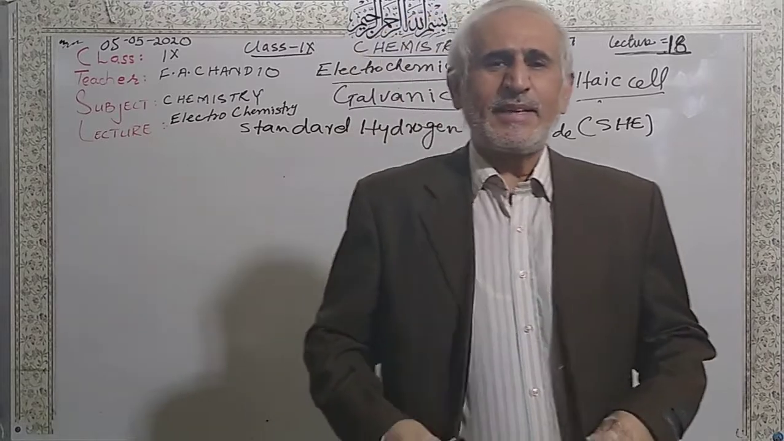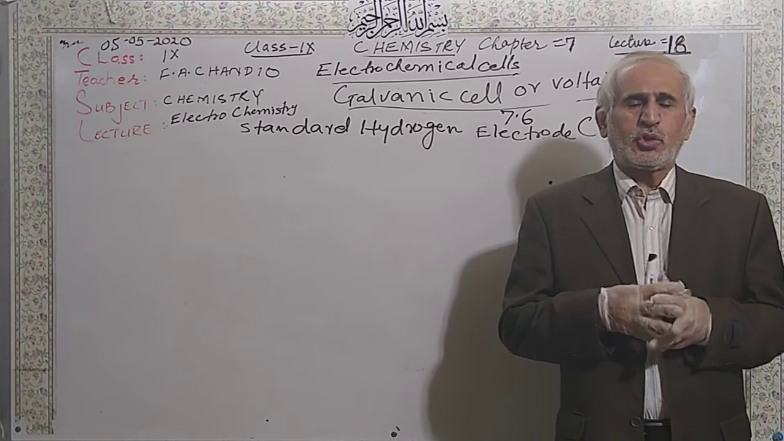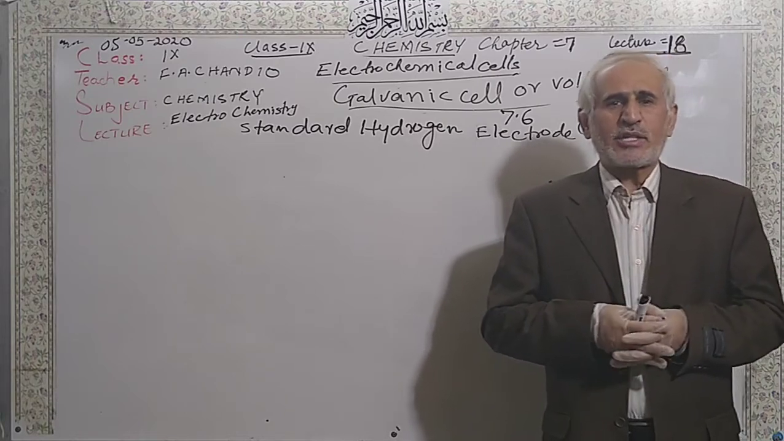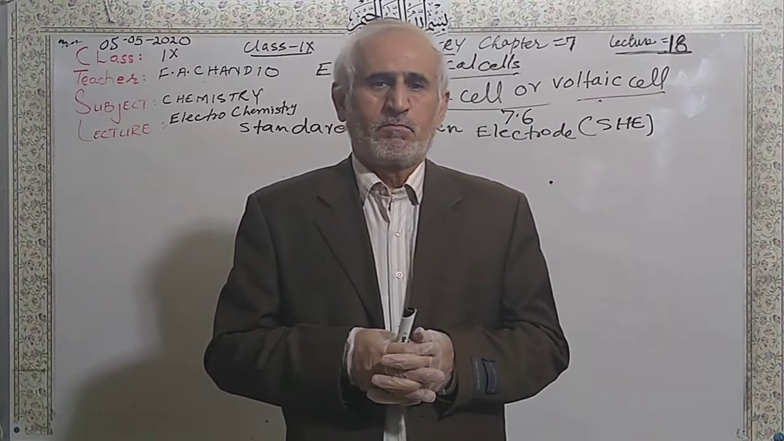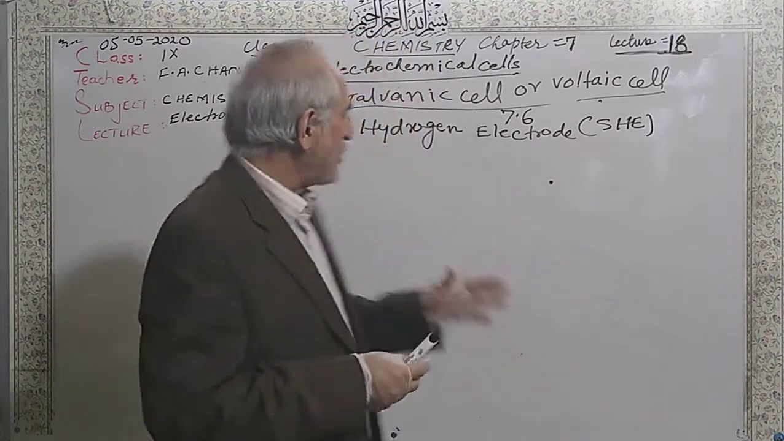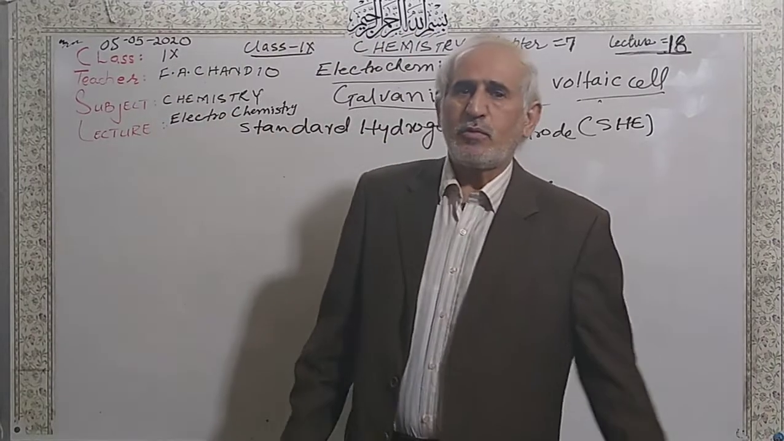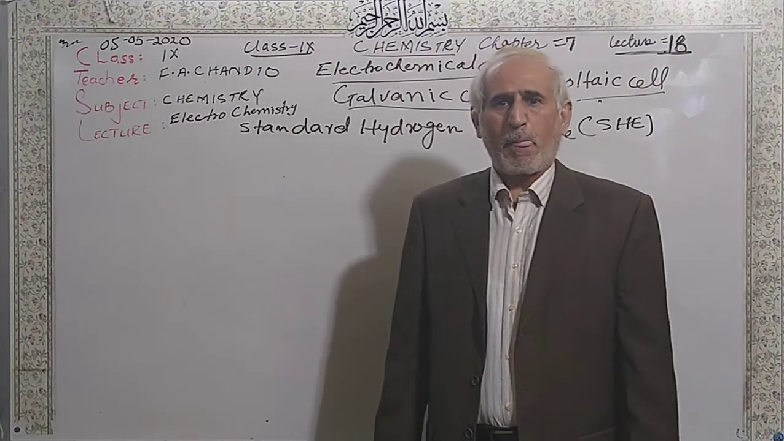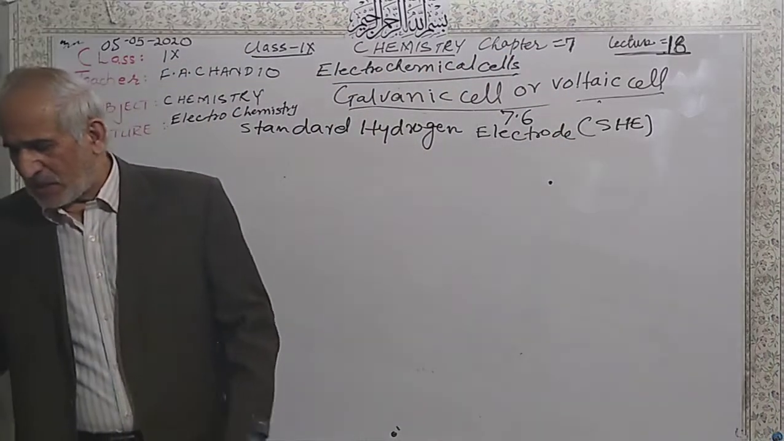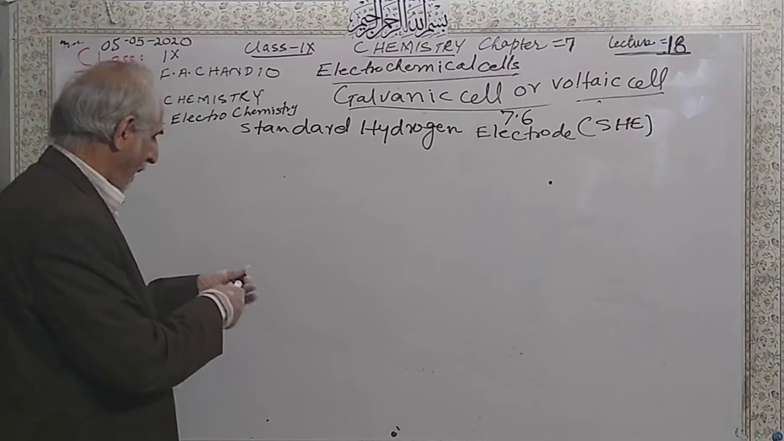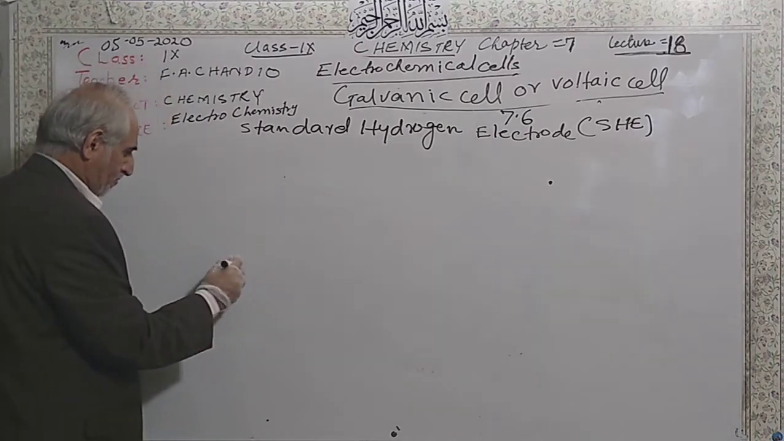So by using the standard hydrogen electrode, you will be able to calculate the E naught cell for any half cell reaction. That is the reason. Standard means known. Standard, we know it. Standard condition. So when I am going to construct this cell, first the construction of the standard hydrogen electrode.